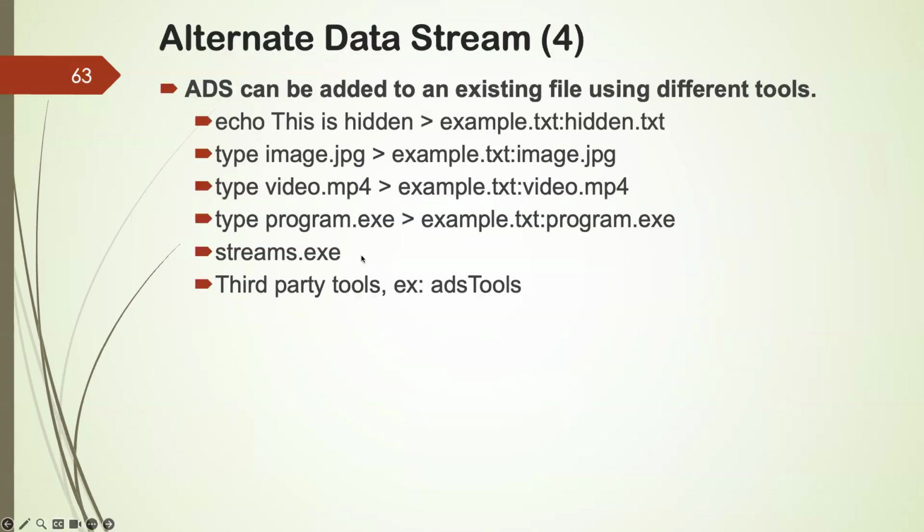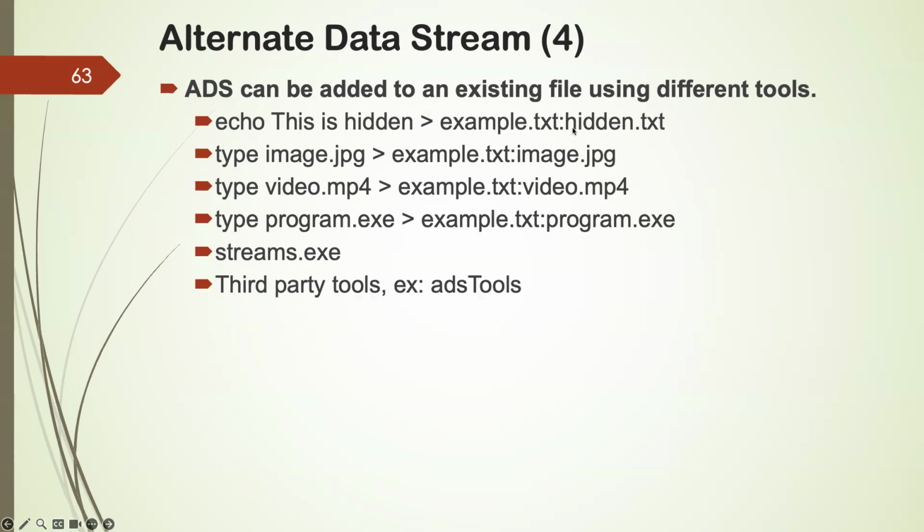So this slide is for you to do the actual demo. I will show you this demo shortly as well. If you want to write some data in an alternative data stream, we have this file example.txt. It is a benign file, and we want to hide this text, which is "this is hidden", or you can have any text or sentence here.